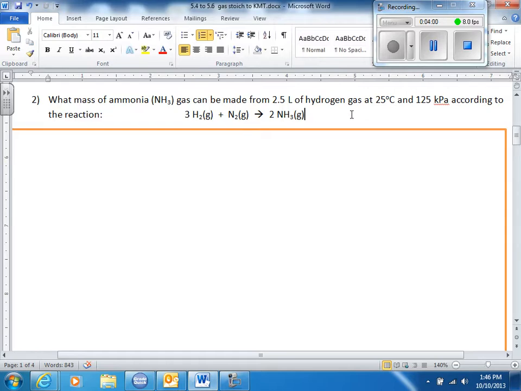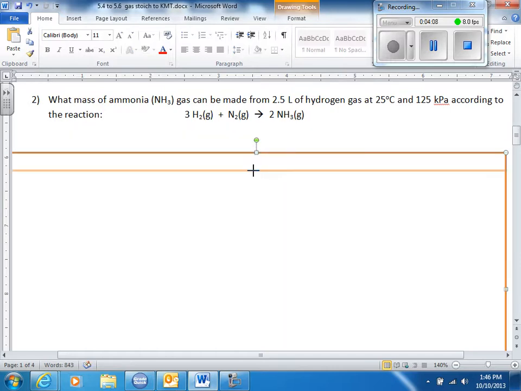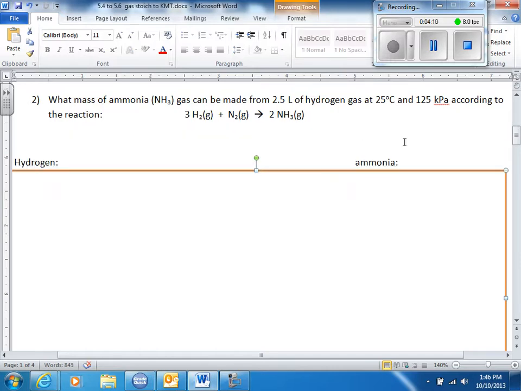Whenever you have a reaction, if you have information about different chemicals, or we're talking about two different chemicals, set up two sides of information. So you'll notice I've got a hydrogen side and an ammonia side. And whatever you know about each chemical, write it down. So you can pause this and try it on your own. It's a little different from the first question.